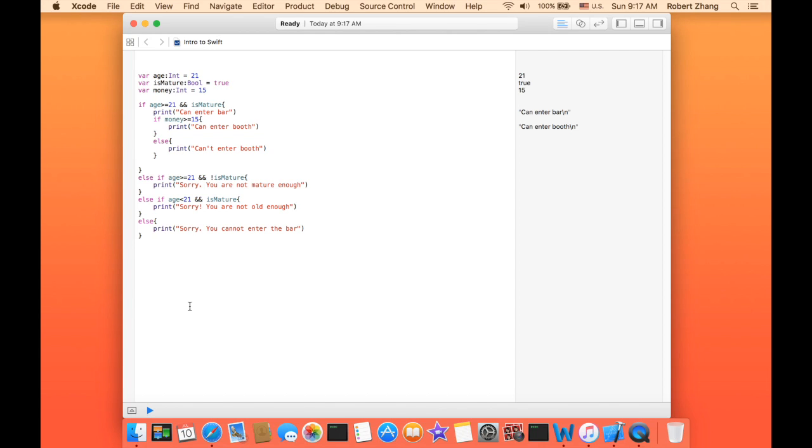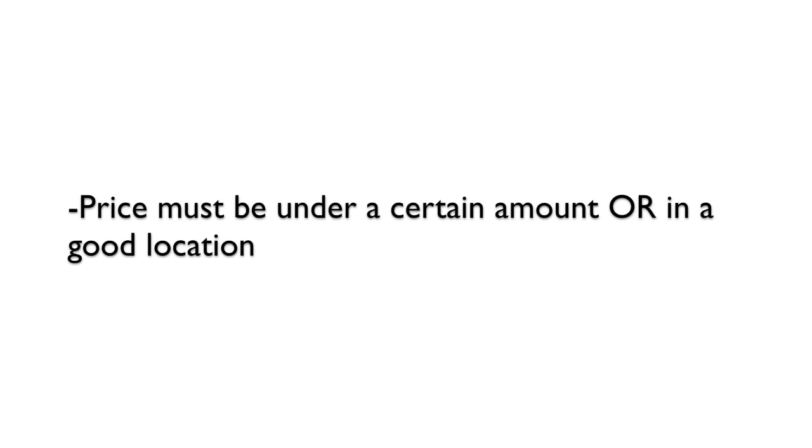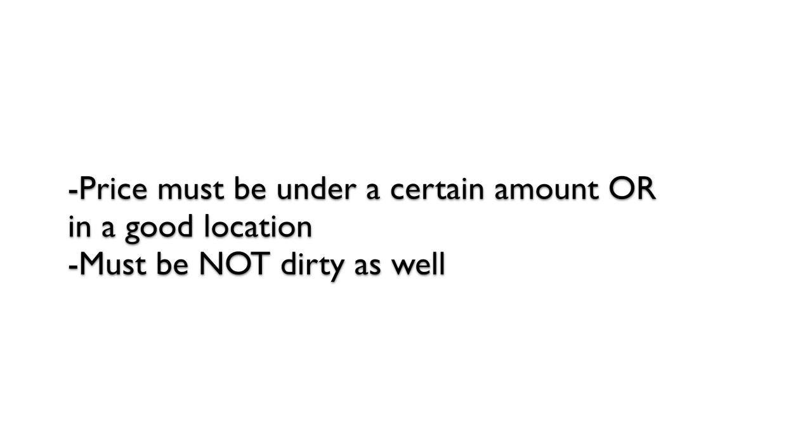So without further ado, I'm just going to give you something to try on your own, and we're going to review it together at the end. So let's just say that you want to buy a house. But in order to buy a house, that house must be under a certain price or be in a good location. Additionally, the house must be not dirty. So if your house meets those conditions, you will buy it, but if it doesn't, then you will walk away. So I'm going to give you a little bit of time to do this, and we're going to review it together.